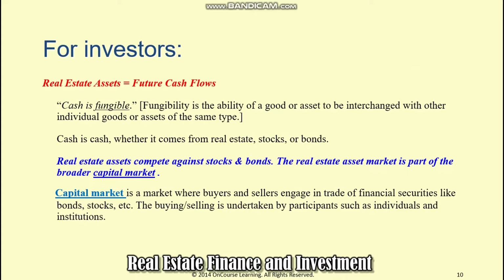What is capital market? Capital market is a market where buyers and sellers engage in trade of financial securities like bonds, stocks, and others, and the buying and selling is undertaken by participants such as individuals and institutions. Capital markets help channelize surplus funds from savers to institutions, which then invest them into productive use. Generally, this market trades mostly in long-term securities. Financial securities, also referred to as financial instruments or financial assets, is a generic term used to describe stocks, bonds, money market securities, and other instruments representing the right to receive future benefits under a set of stated conditions.